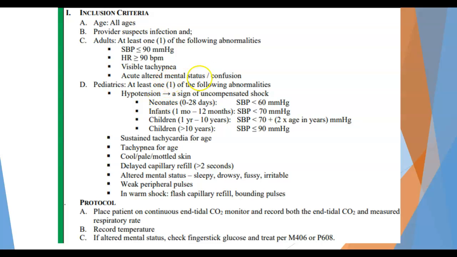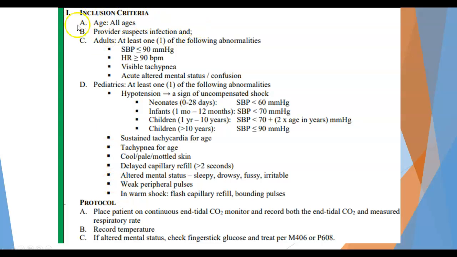In our pediatrics, and then we have sustained tachycardia, tachypnea, cool pale skin, delayed cap refill, altered mental status, bad peripheral pulses, and then they have the bounding pulse where the kid gets really warm, and you see this especially during bronchiolitis season where they have that really bounding pulse because they're just not feeling good. They're coughing like crazy, and that one's a pretty easy one to recognize.